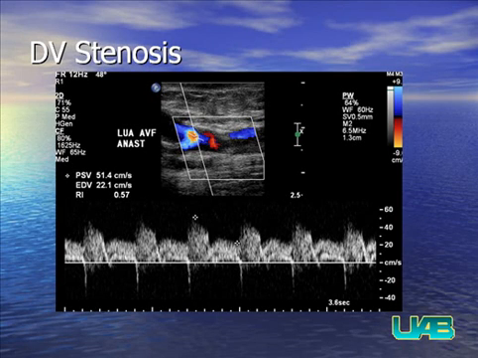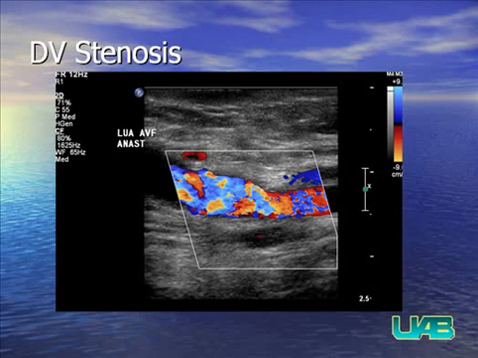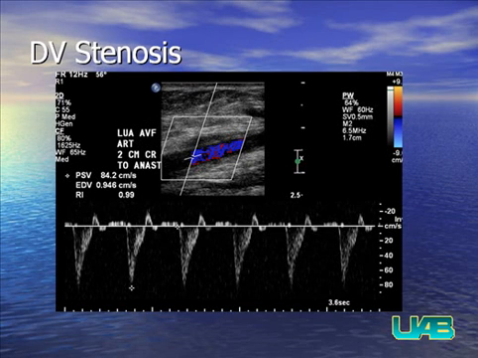This is an example of a draining vein stenosis. Again, the anastomotic region looks pretty good, 51 centimeters per second. As we look at the anastomosis, there is some turbulence and aliasing, but no gross significant stenosis. Then we look at the artery 2 centimeters cranial to the anastomosis, and this really has no ratio between the feeding artery and the anastomosis.